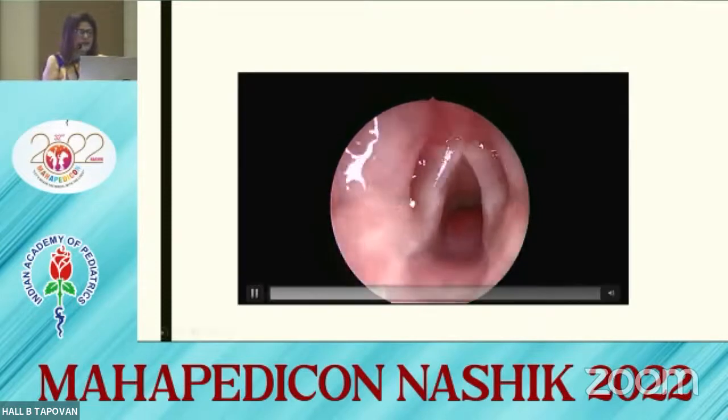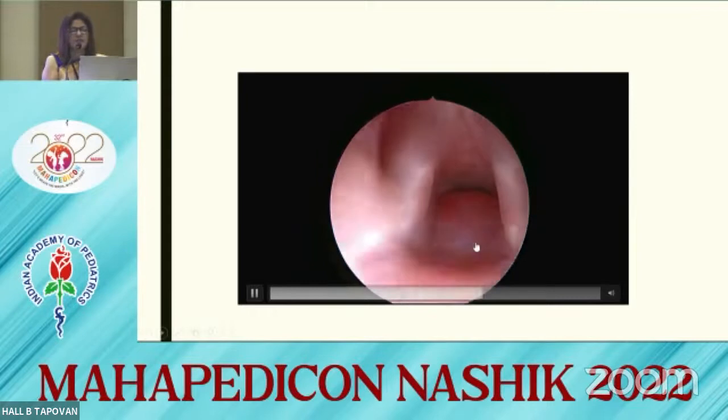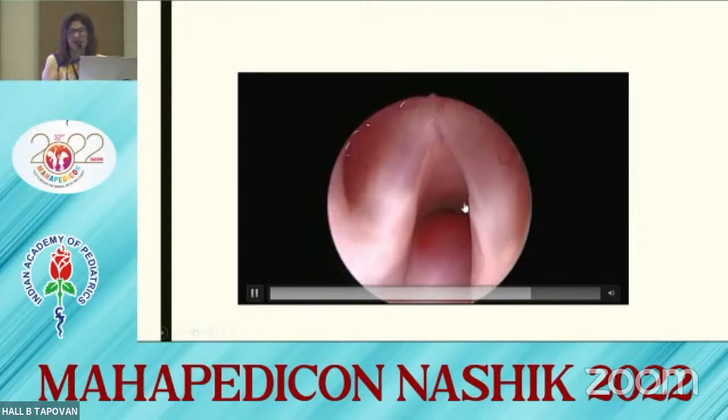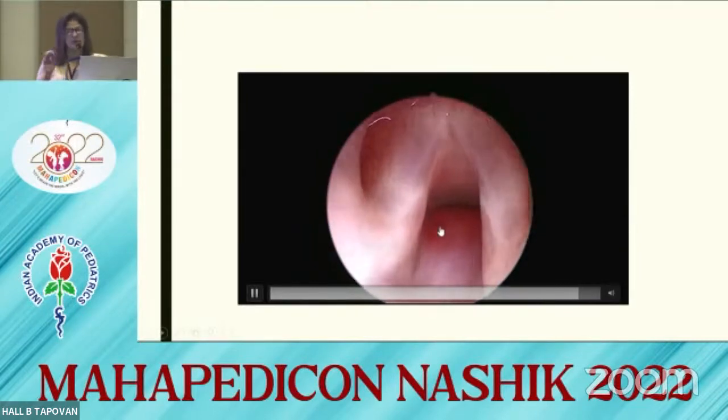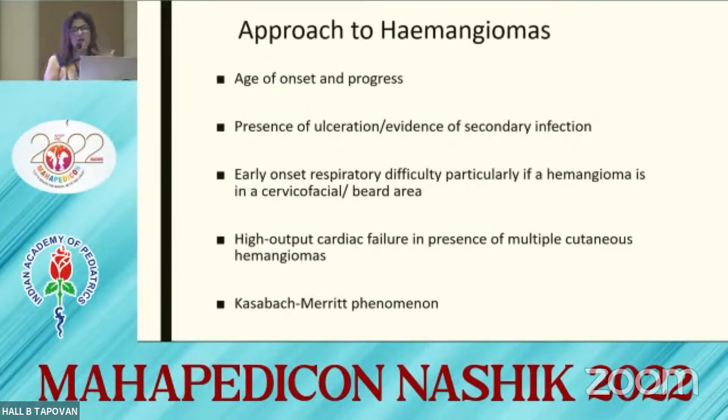So if you can see here, you can see this reddish area. We have gone through the vocal cords, and this was a hemangioma, which was almost obstructing his airways. So if you have a hemangioma on the face, on the beard area, be watchful for this. This child can have a hemangioma in the airway. So approach to hemangiomas depends on the age of onset and how it progresses, whether there is ulceration, secondary infection, if there is any respiratory difficulty, especially, as I said earlier, in the cervicofacial or beard area.